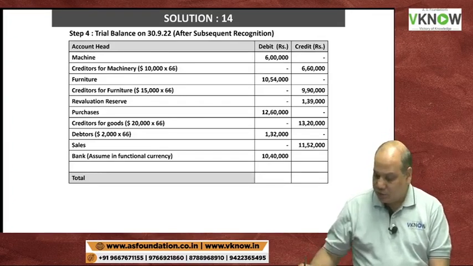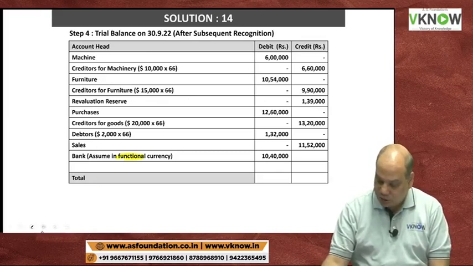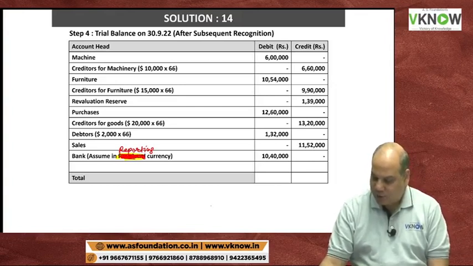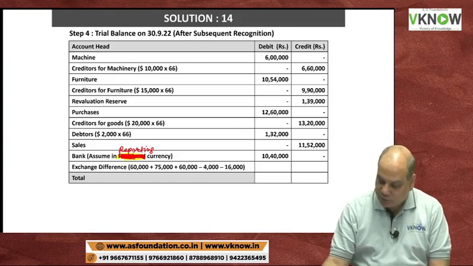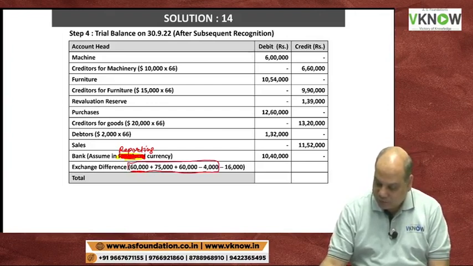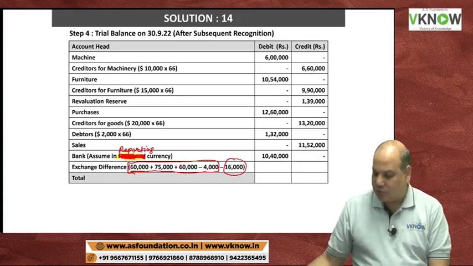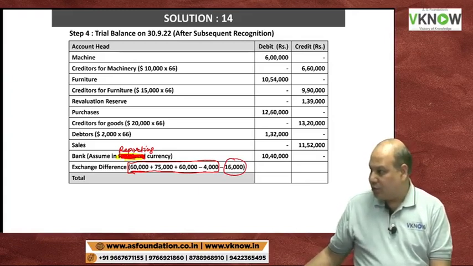Assume bank is in reporting currency. Bank is already in reporting currency, so no need to retranslate. And the exchange difference will be these four entries, and already you had a balance of 16,000 in the trial balance.